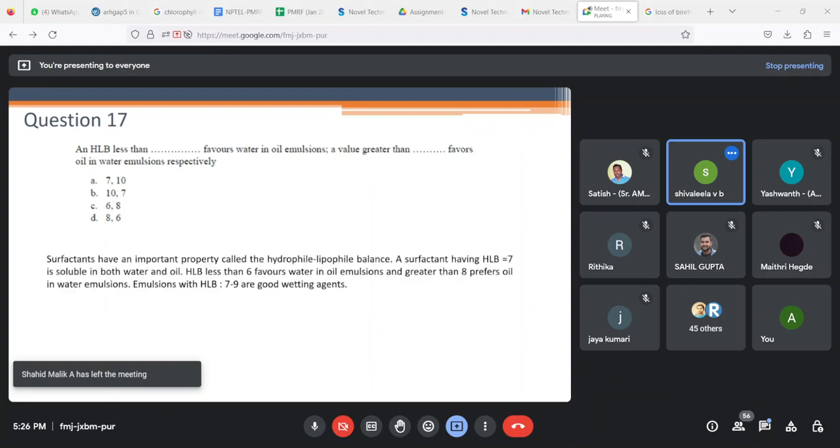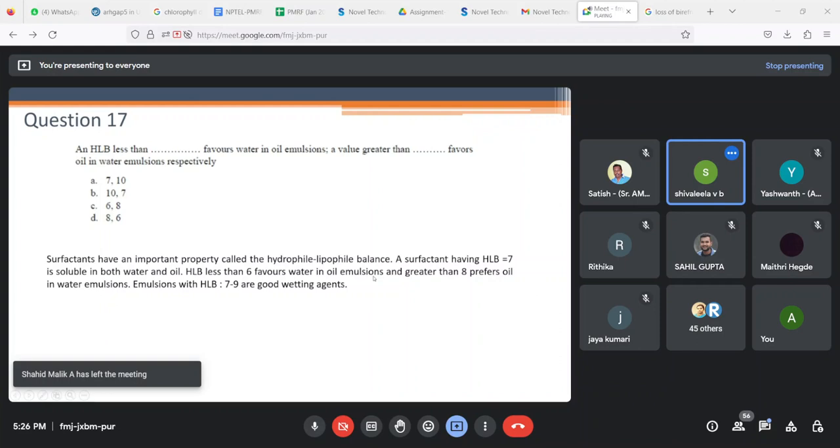So surfactants have this important property called the hydrophile-lipophile balance, and it generally ranges from 1 to 20. So emulsifiers will have a range from 1 to 20 HLB, and if you have a surfactant with an HLB of 7, it means it will be preferred in both water as well as oil. If you have an HLB less than 6, which means your lipophile dominates, your ability to remain in oil dominates, and hence that will favor water in oil emulsions.